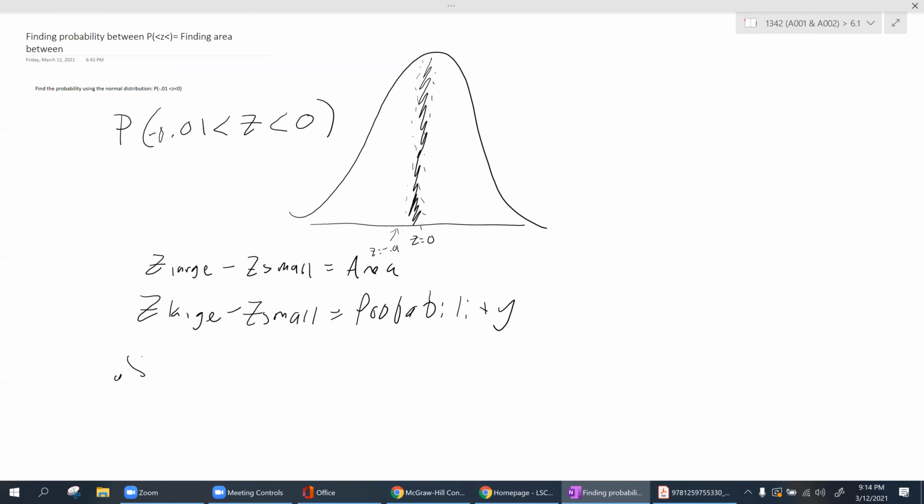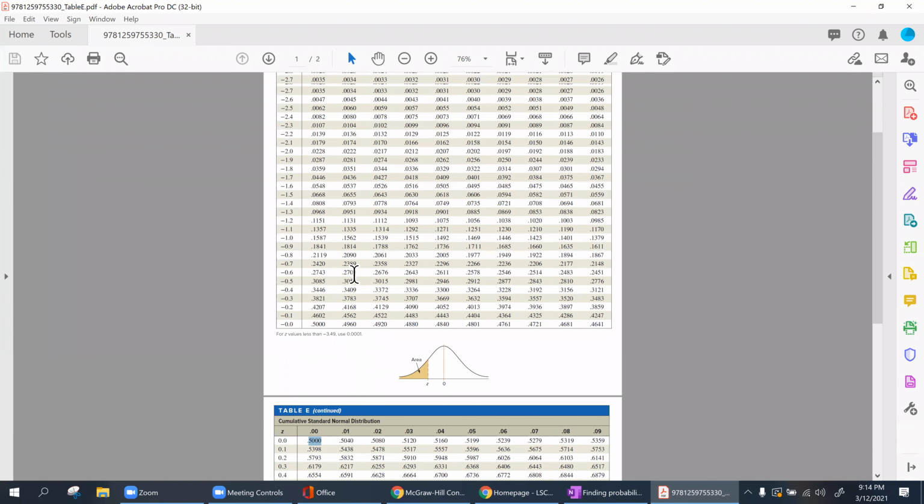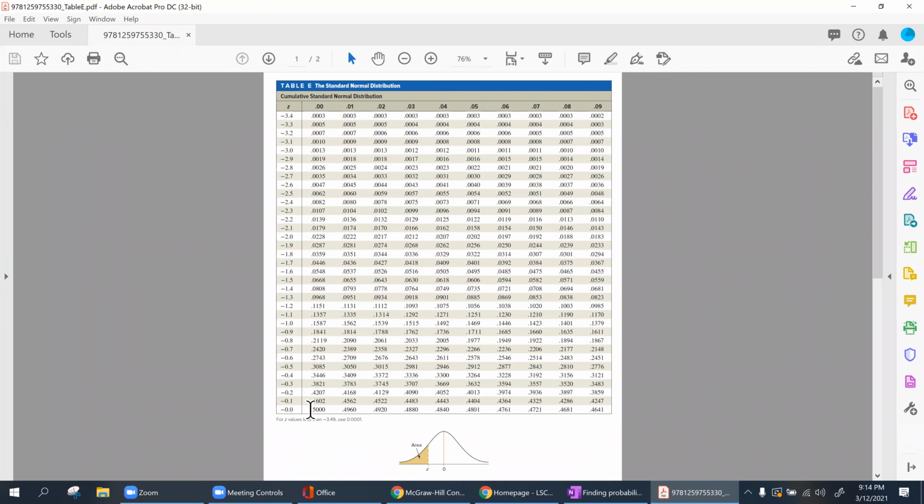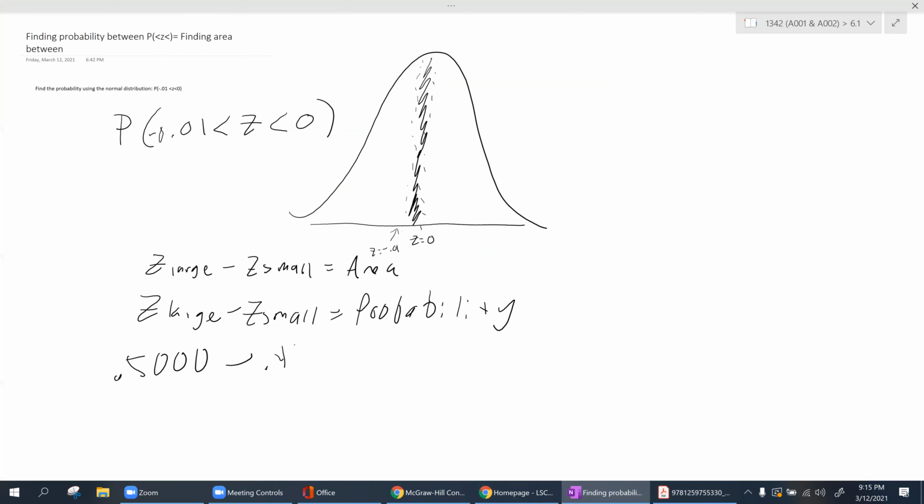That is going to be 0.5000 minus z small, which is negative 0.01. So I'm going to get 0.4960, which would give me that area. And if I plug this into my calculator, 0.5 minus 0.4960, that's going to give me 0.004. So that's my probability.